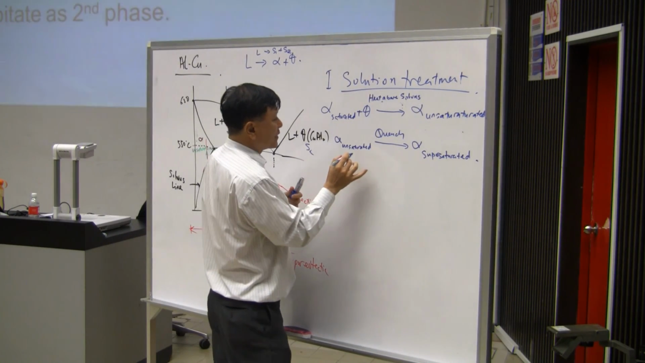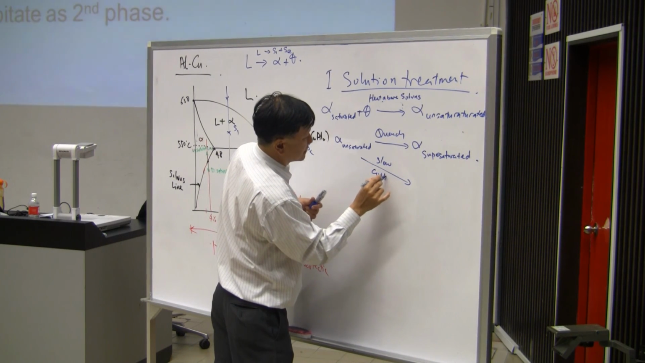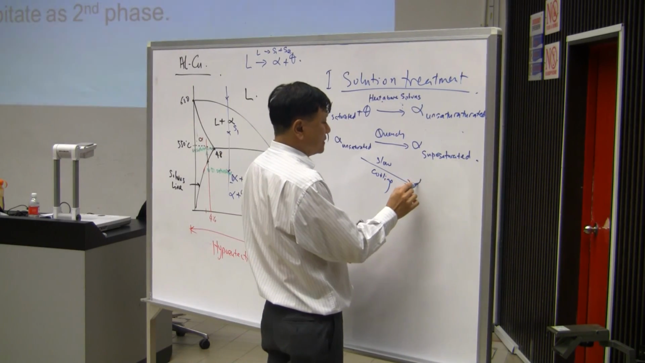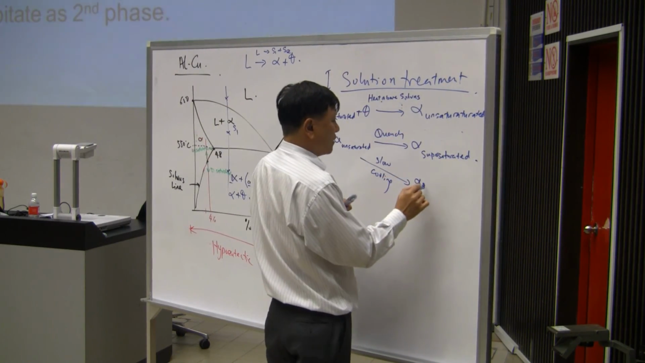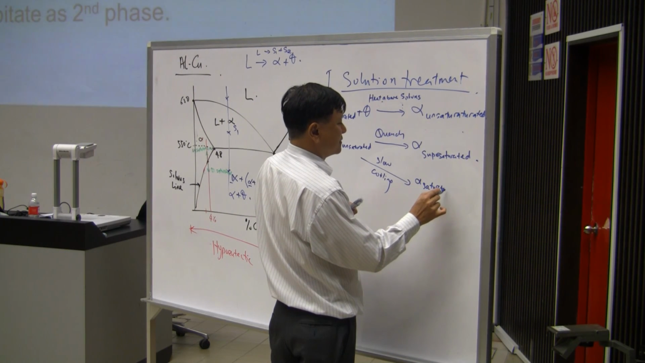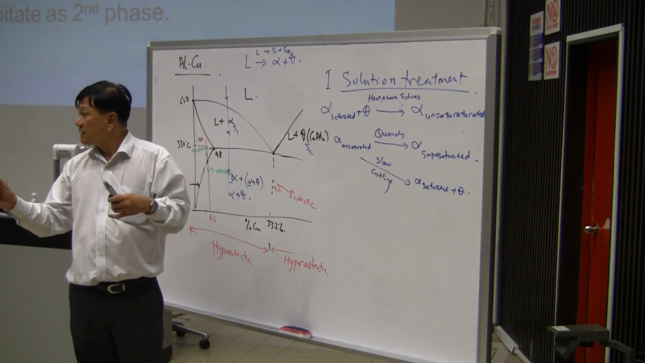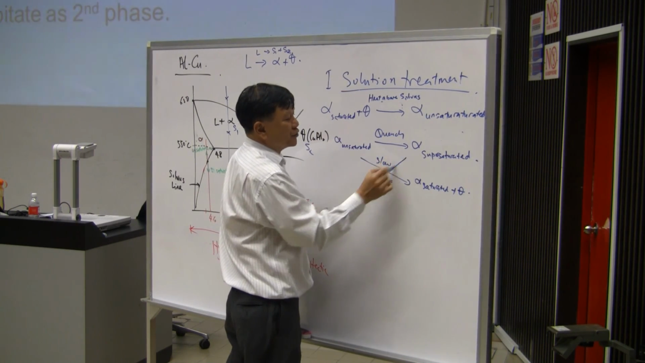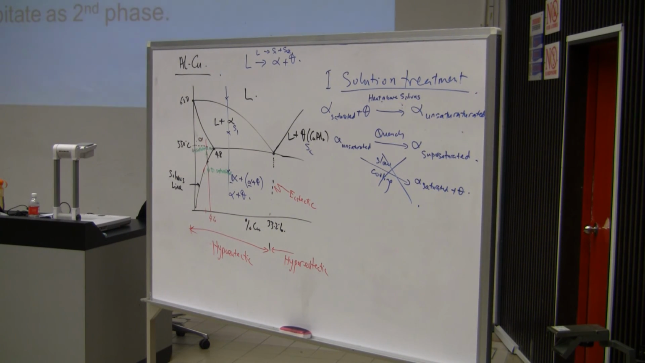If I have slow cooling, then it will allow the copper to come out. Then I will get back to this one here: alpha saturated plus theta. But when we talk about solution treatment, you must not do slow cooling. You must quench. Are you clear now? Everybody happy with this?